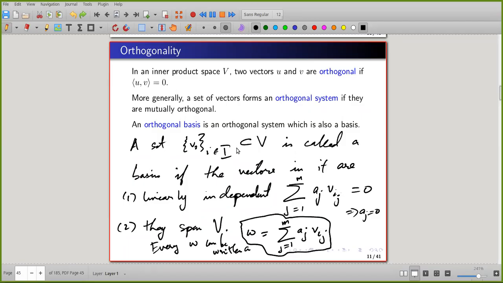So an orthogonal basis is an orthogonal system which is also a basis. I emphasize this because soon we will be looking at situations where we take a vector and write it as an infinite sum, and then we have to make sense of that. What do we mean by that? That is what we are coming to. Whenever we talk about a basis in linear algebra, any sums that we take have to be finite sums.